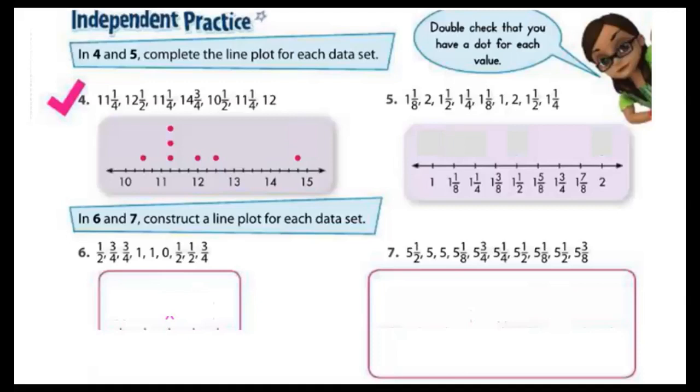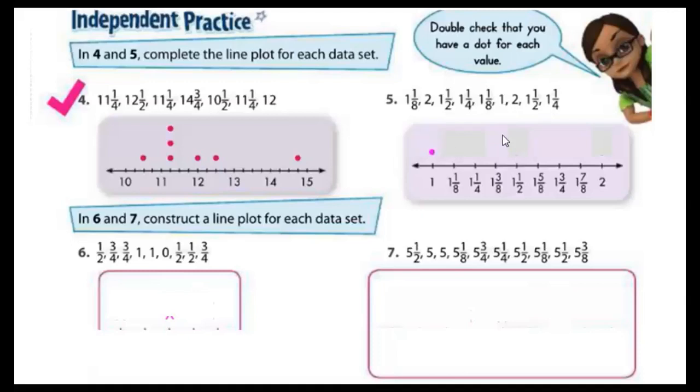Let's move to question number 5. 1 and 1 over 8, 2, 1 and a half, 1 and a quarter, 1 and 1 over 8, 1, 2, 1 and a half, 1 and 1/4. In this question, I'm going to select the least value we have here. Here is 1. Is there any repetition of 1 as a whole number? No, just 1. So I'm going to represent it by 1 dot.